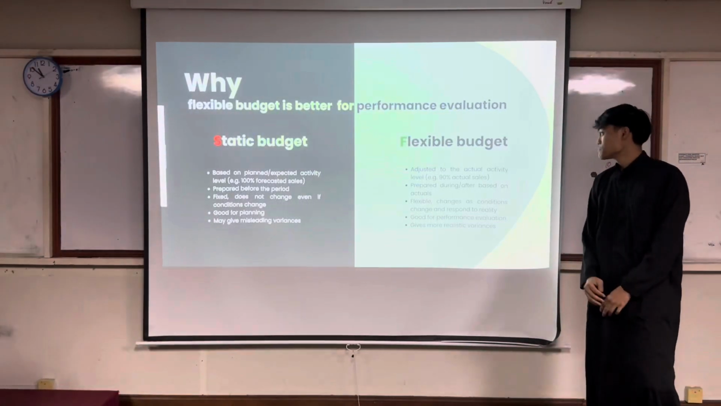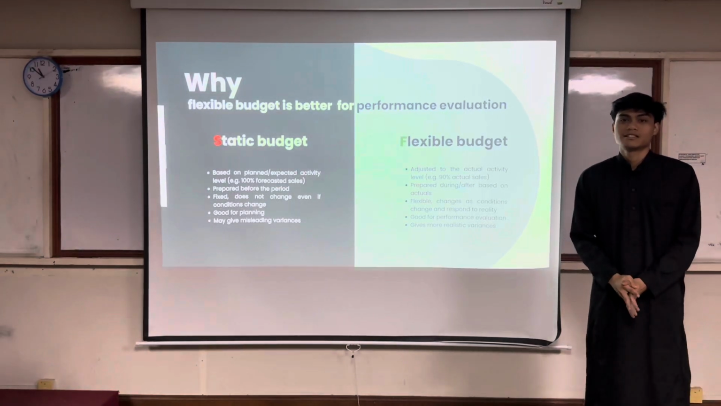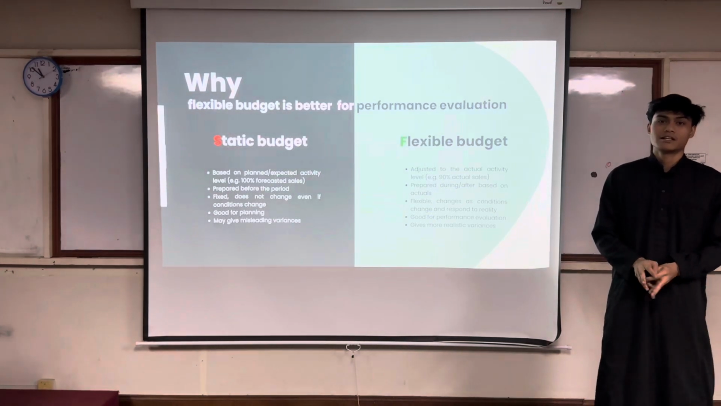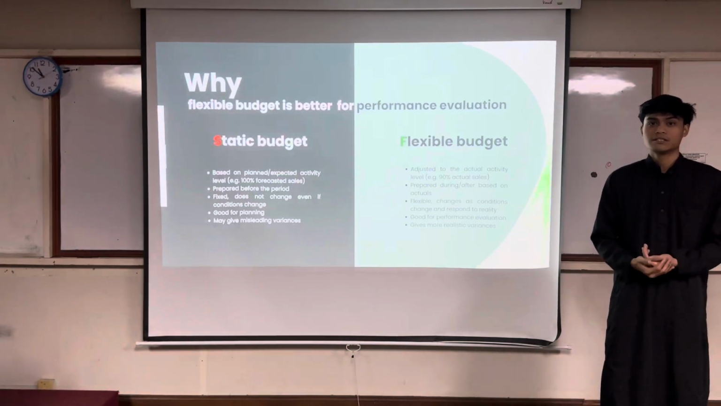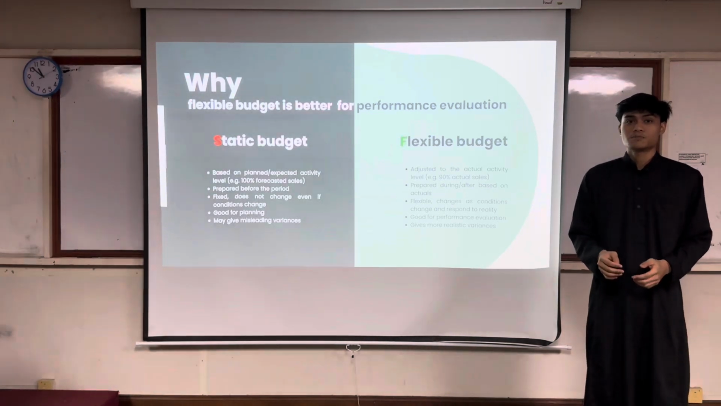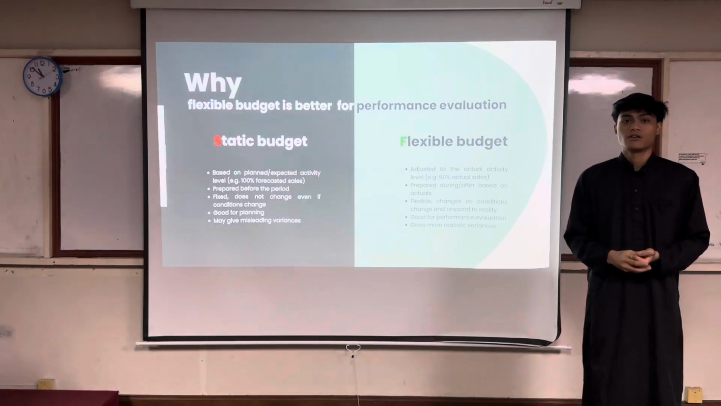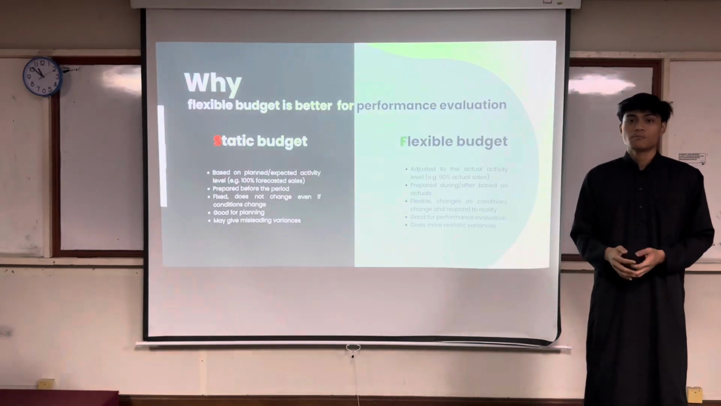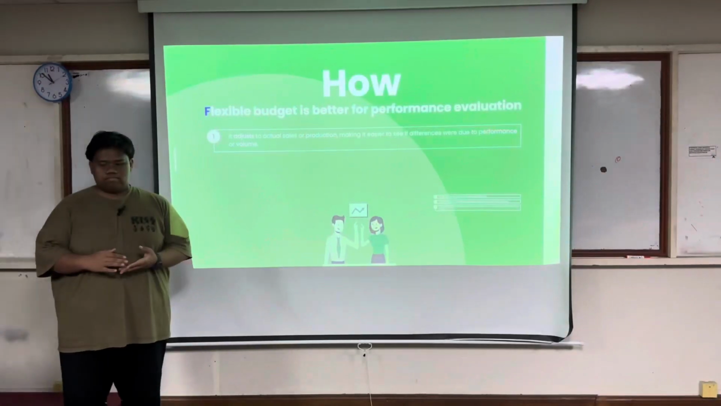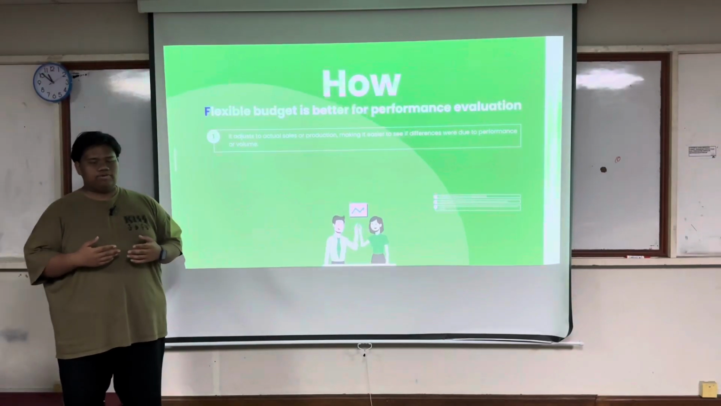The next one is the flexible budget. A flexible budget solves the problem by adjusting to actual activity levels. For example, if only 90% of your target sales happen, the flexible budget will recalculate your expected expenses based on the 90%. It is usually prepared during or after the period and helps compare actual performance and make a realistic target. Now I will explain how a flexible budget is better for performance evaluation.